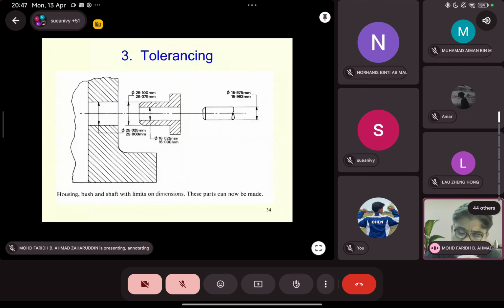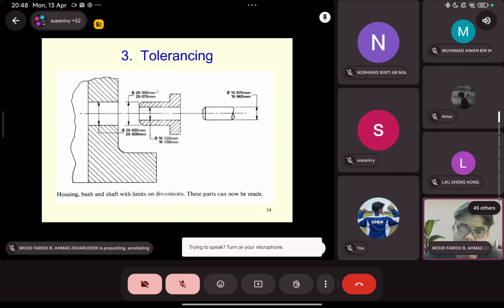Now, I'm asking you. This is the maximum size and minimum size of the bush. Maximum size, upper limit, is 25.100. Lower limit, minimum size of the bush, is 25.075. My question: what is the value for the basic size or nominal size for this bush?